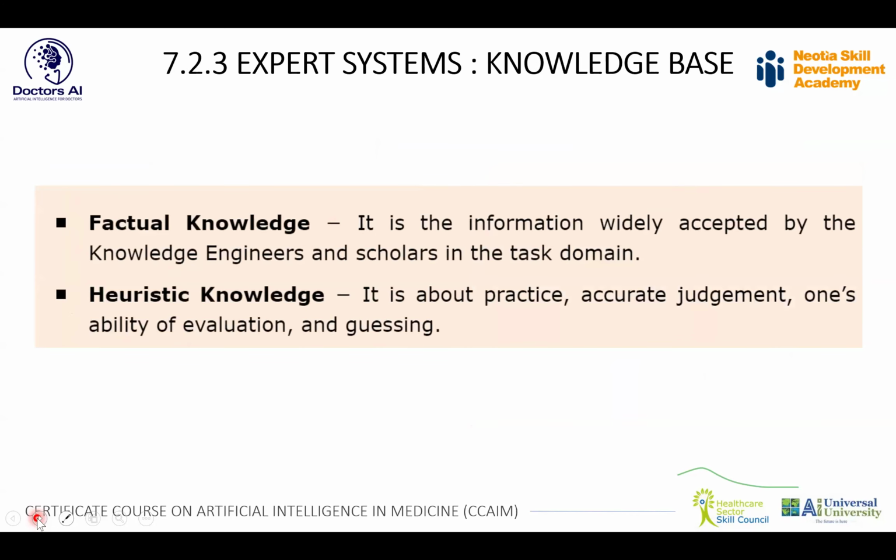The expert system's knowledge is based on two categories of knowledge: factual knowledge and heuristic knowledge. The factual knowledge is the information widely accepted by the knowledge engineers and scholars in the task domain. Heuristic knowledge is the practice knowledge, the accurate judgment, and one's ability of evaluation and guessing. So your open source knowledge base, for example, is the factual knowledge. When you are training the model with your own inputs and expertise, that's the heuristic knowledge that you're giving to that particular system.